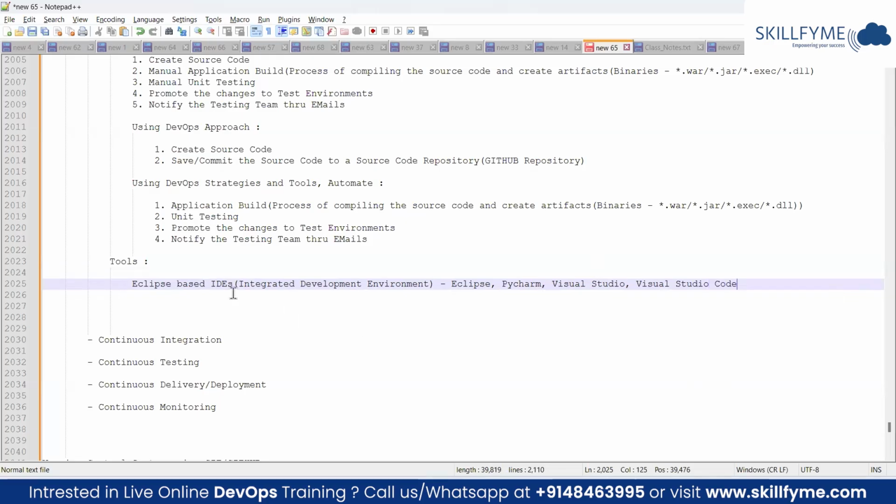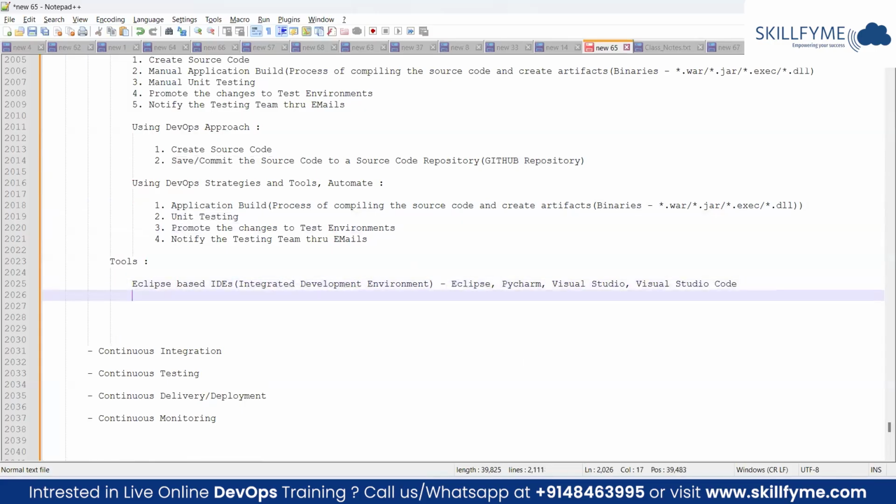We recommend that developers use these IDEs because they can be integrated with any DevOps tools in the future. They can be integrated with the GitHub repository, so developers can directly commit the changes. They can integrate with the testing tools and with deployment tools. Everything is possible. That's why it is called an integrated development environment, which helps developers to quickly do the coding.